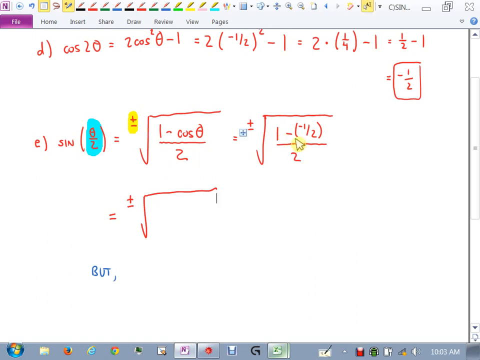What's 1 plus 1/2? 3/2. What's 3/2 divided by 2? 3/4. So please change that. This right here becomes 3/2. And then when you divide that by 2, you get 3/4. Now when you do square root, you get plus or minus the square root of the top over the square root of the bottom, root 3 over 2, not 1/2.